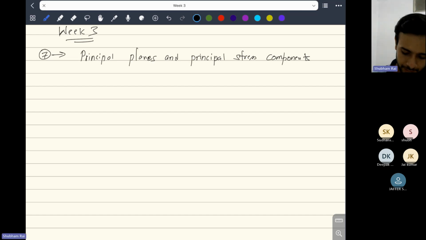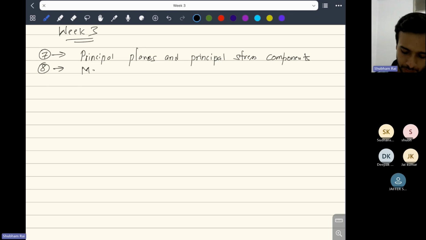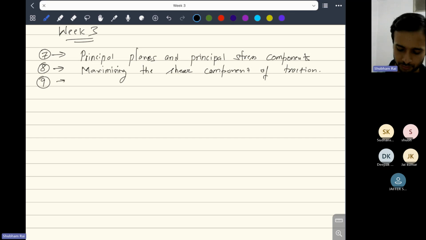Okay, and lecture 8 was about maximizing the shear component of the stress. So for finding principal planes and principal stress, we maximize the normal component of the stress. And then the next lecture was about maximizing the shear component of the stress, shear component of traction, obviously. Now lecture 9 was about Mohr's circle.